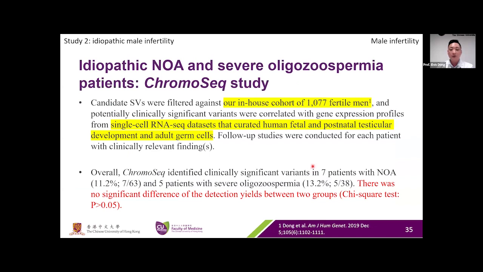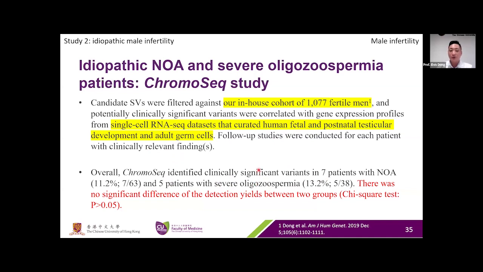Because we already have the results for the 1,077 couples who originally had a miscarriage history, we can use them as the background to see whether some of the variants exist in the population and can be filtered out. We only used DNA for the analysis, so we don't have RNA for further investigation. So we used our RNA-seq dataset curated from human fetal or postnatal testicular development and adult germ cells to support our findings. Among the 101 cases, 12 have a clinically significant variant identified.